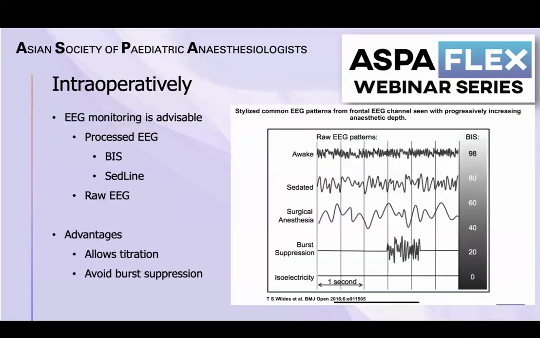We advise for either processed EEG or raw EEG monitoring intraoperatively, in particular when muscle relaxants are used. The advantage is that it allows easy titration of the level of propofol required, and it avoids keeping the patient too light and also avoids keeping the patient too deep, which results in burst suppression.